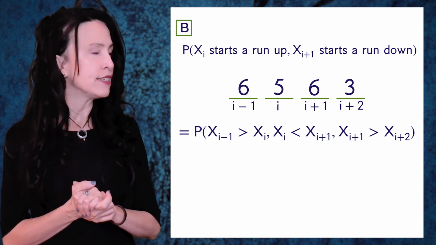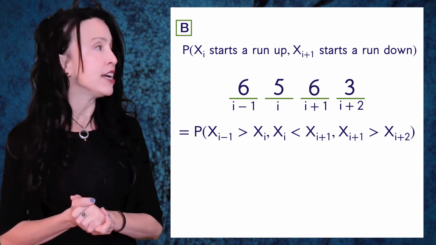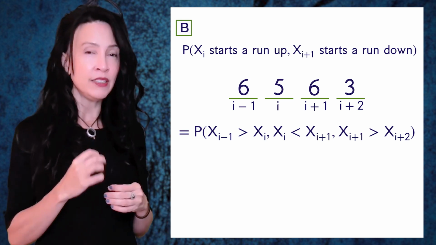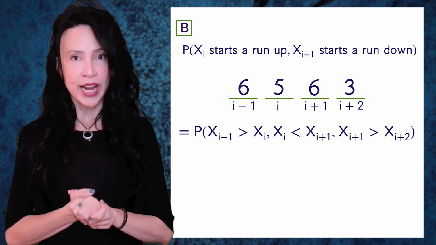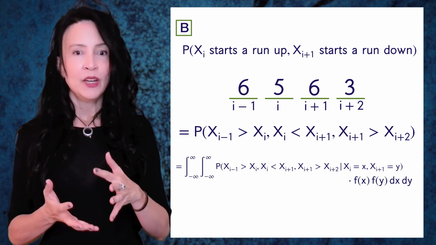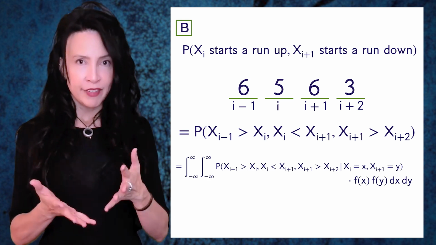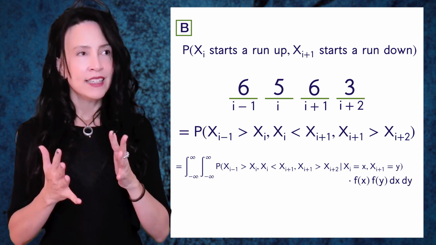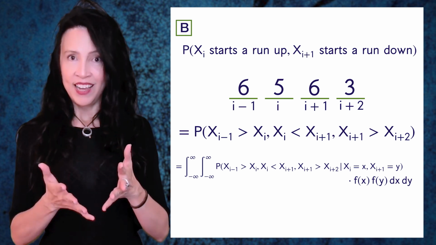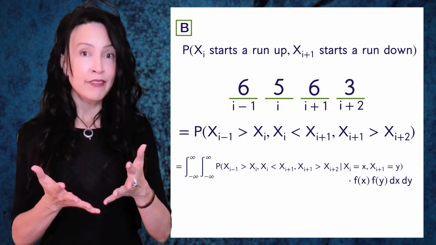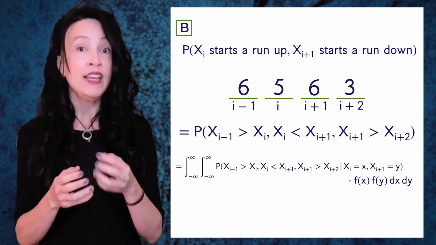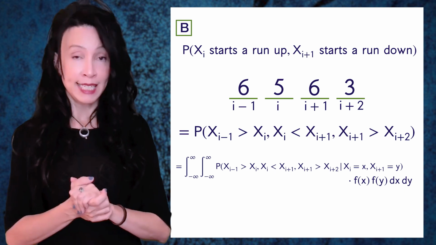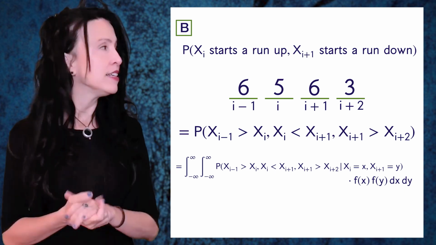For example, I've got x_i appearing twice in here, and I have x_{i+1} appearing twice in here. So I'm going to put in a little x for x_i and a little y for x_{i+1}. And we get this probability given that x_i is x and x_{i+1} is y, times the PDF, which is kind of like the probability, but not really, f(x) and f(y). I'm going to integrate in either order. I'm just going to pick dx dy, and let's run with it.